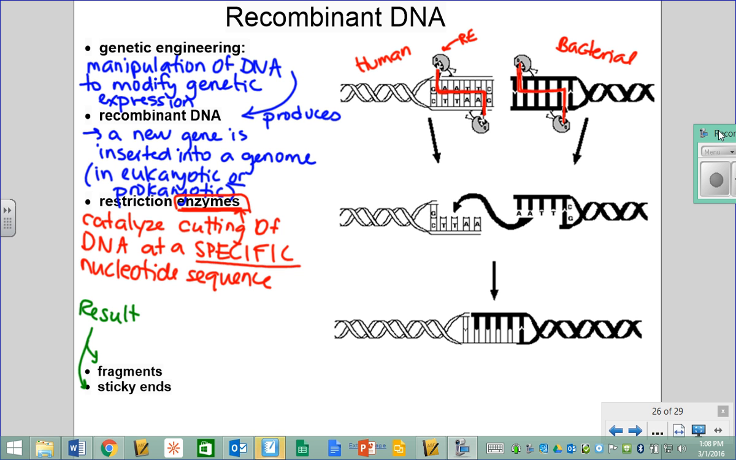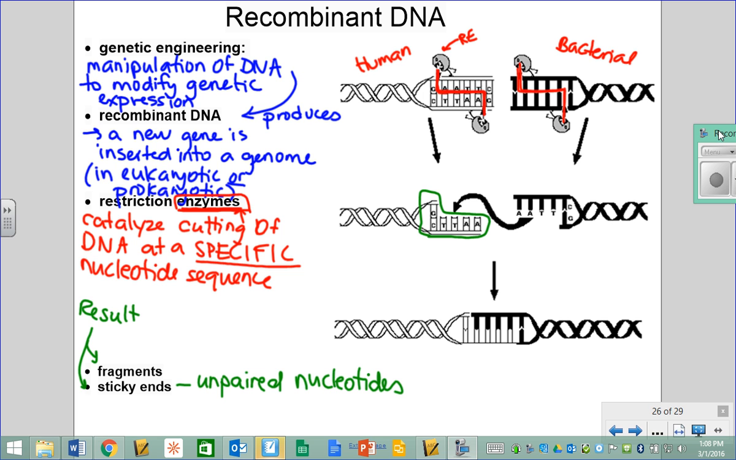Now the word sticky is being used not in a literal sense. They're not actually like glue, but the fragments that we make are going to have unpaired nucleotides. So these sticky ends are these little segments here. That is a sticky end. It's a section where you have a bunch of unpaired nucleotides.